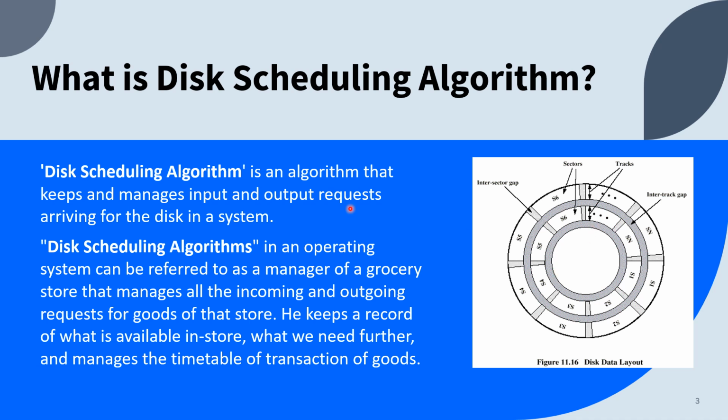We can understand the disk scheduling algorithm with the help of an example. For example, let's take a grocery shop. Then the manager of the grocery shop is said to be the disk scheduling algorithm because it manages all the incoming and outgoing requests for goods of that store.